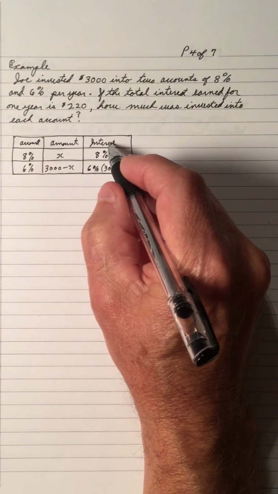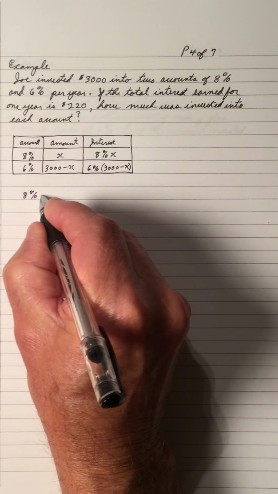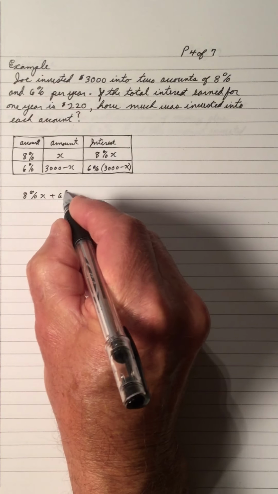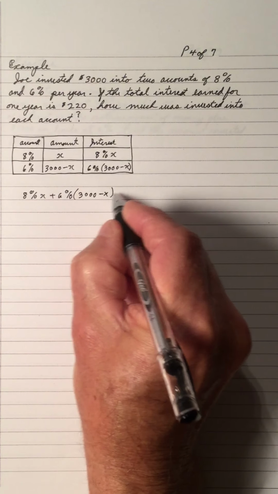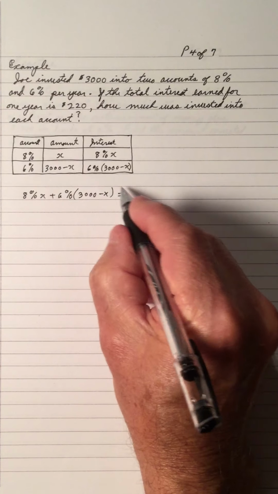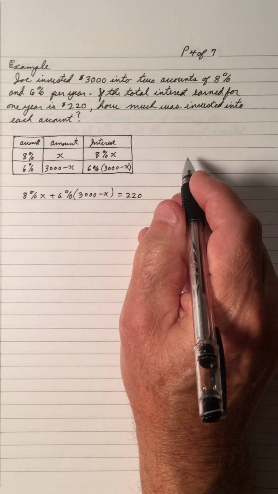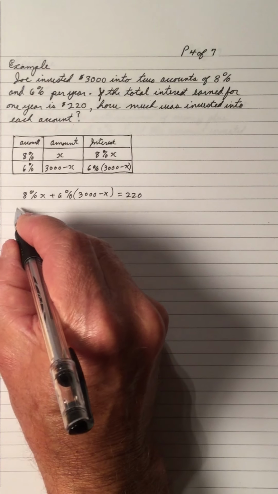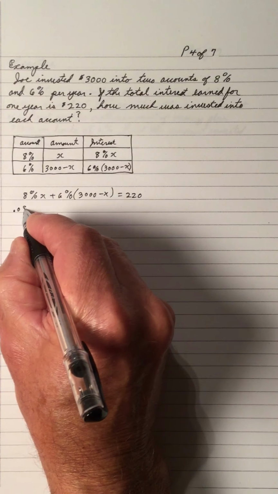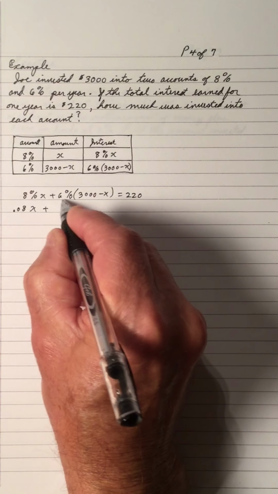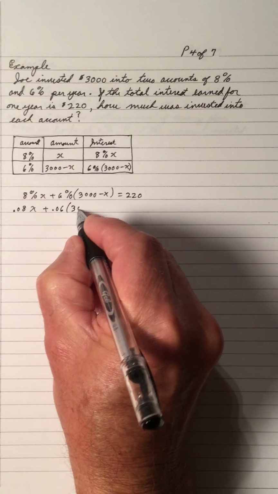And the total interest is the sum of these 2 accounts added together. So 8% times X plus 6% times 3,000 minus X. When you add that up, you get the interest of $220. What we do first is change the percent to a decimal. So move it 2 places to the left: decimal 0.08 X, and decimal 0.06 times 3,000 minus X.